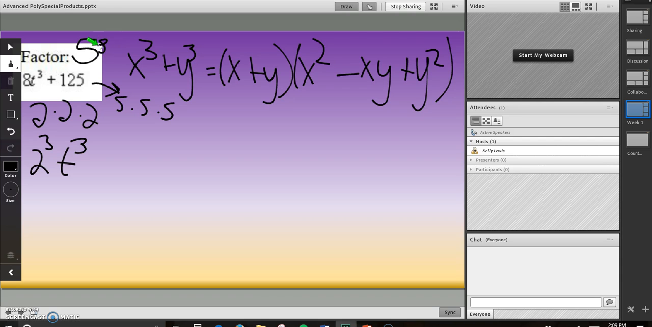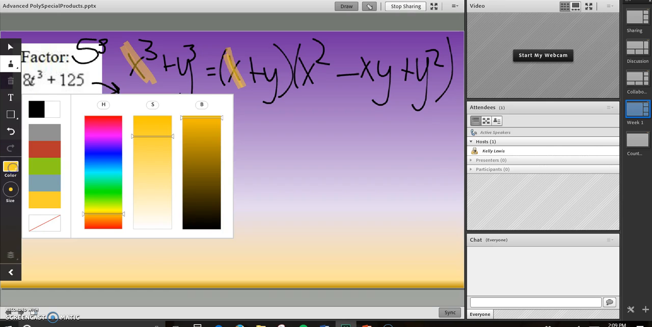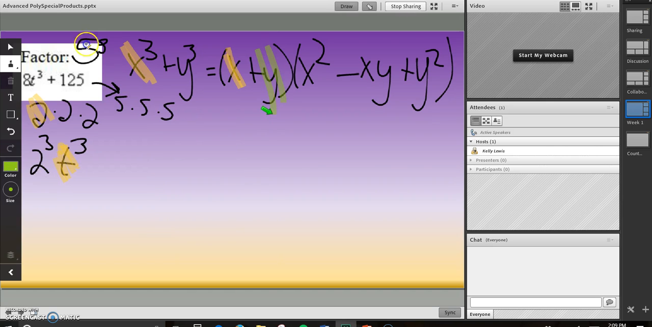Right? So our x is 2t, and our y is 5. Okay, and remember, the x just means the first number in this formula situation. The reason it's two things is because we have a letter and a number right there.